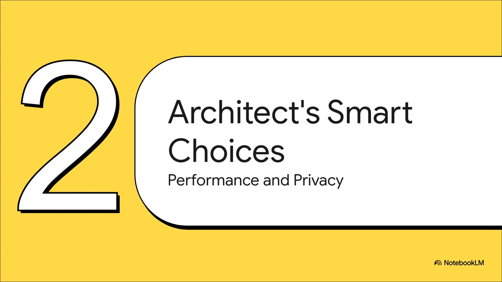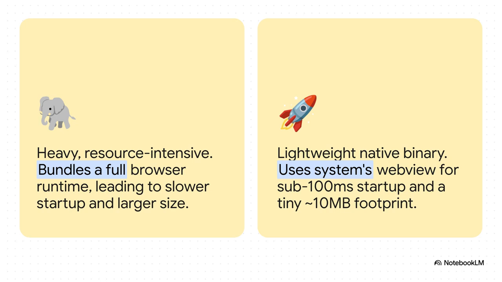Okay, so how is all of this even possible? Well, for all you developers watching, this next part is really for you. We're going to pop the hood and deconstruct the smart architectural choices that make Pluely's incredible performance and privacy actually work. So, the first and probably the most critical decision was the framework. The developer actually started with Electron, the usual suspect, but it was just too heavy. It bundles an entire web browser, which is why you get those huge app sizes and slow startup times.